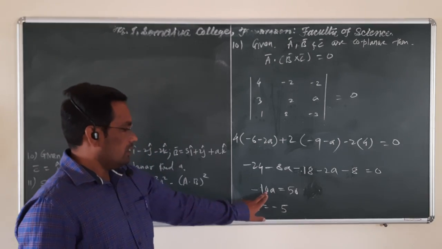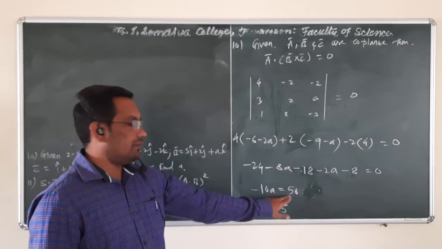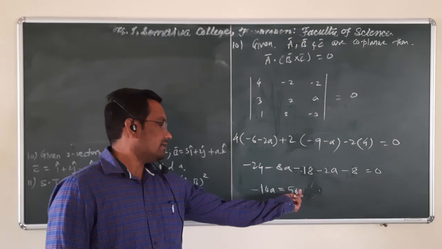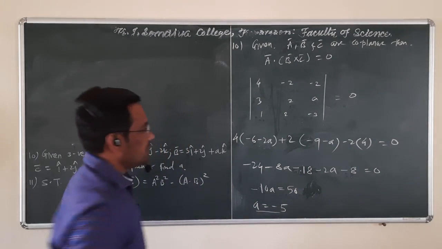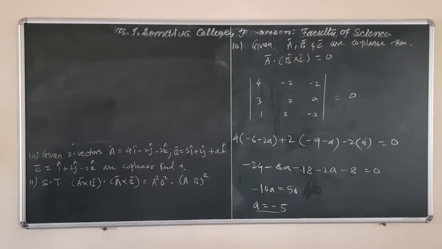See, minus 10a is equal to 50. If you take this minus 10 on the right hand side, so 50 divided by minus 10 is minus 5. So value of a is minus 5. Now last problem in this lecture.